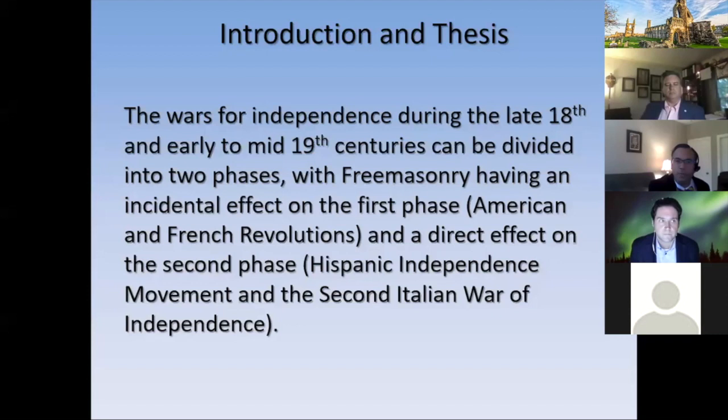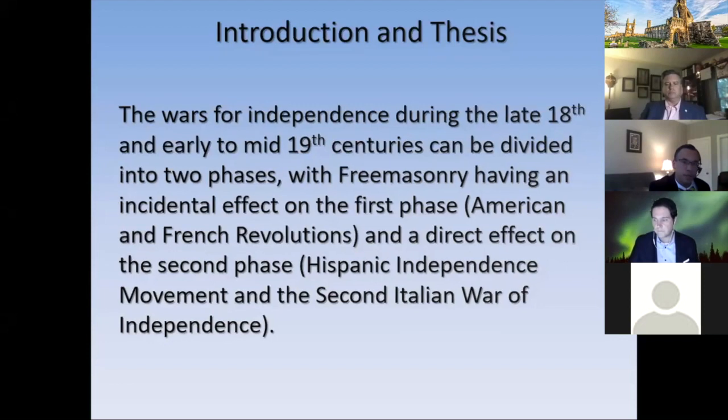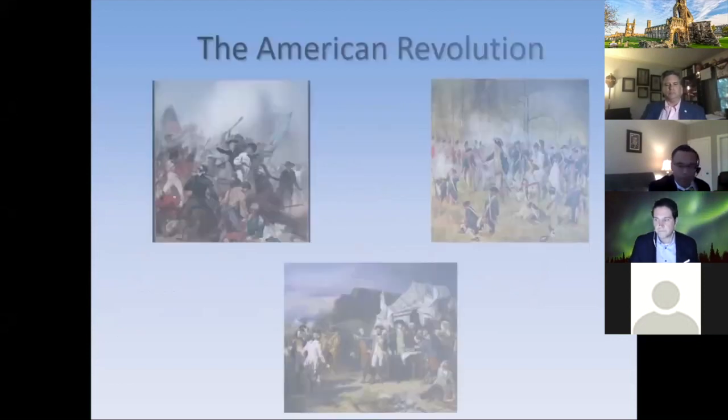Examination, you can see that the revolutions that you see initially can be divided into two phases. The first, you can see an incidental or influential effect of Freemasonry, both in the American and French Revolution, and in the Hispanic independence movement, and the Italian Wars for Independence. You actually see a very direct impact of Freemasonry.